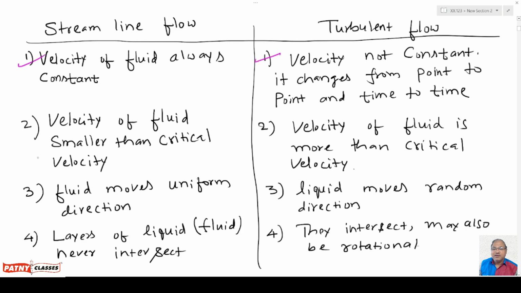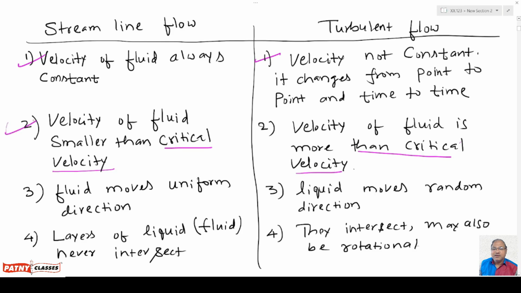Now, the second one. In case of the streamline flow, the velocity of the fluid is smaller than the critical velocity. There is some velocity called the critical velocity. So in streamline flow, the velocity of the fluid is smaller than the critical velocity. Whereas in case of turbulent flow, the velocity of the fluid is more than the critical velocity. So this is the second difference.